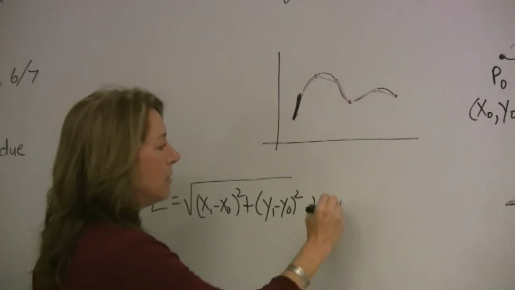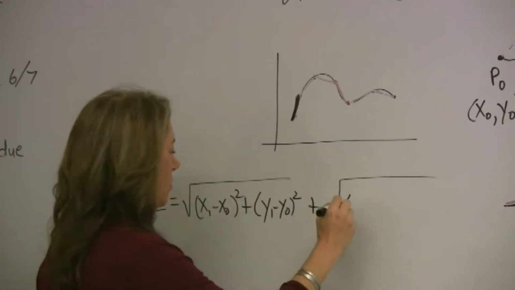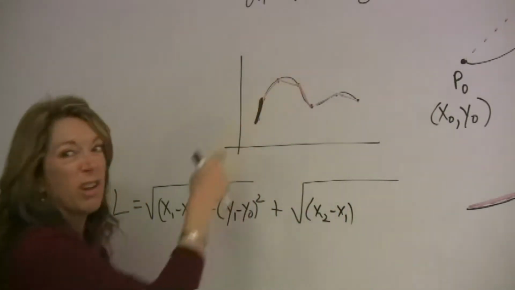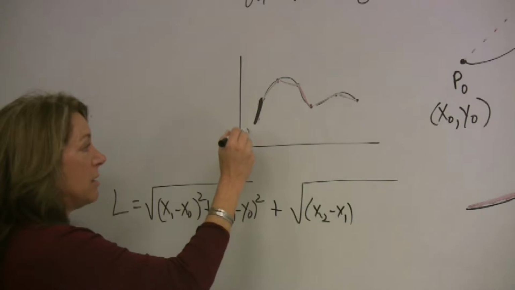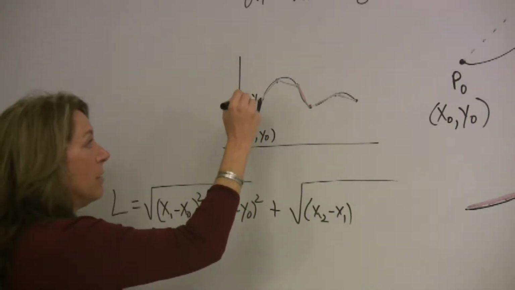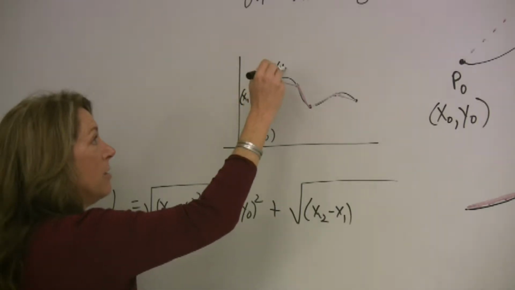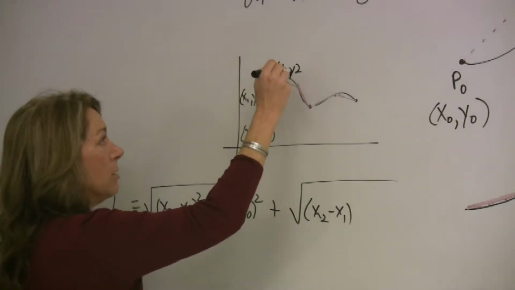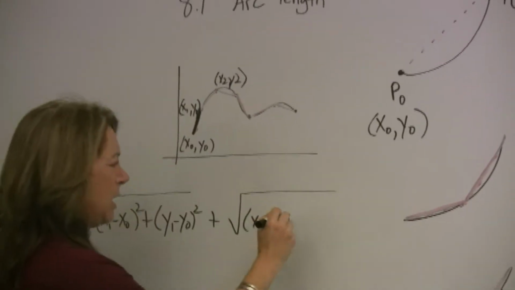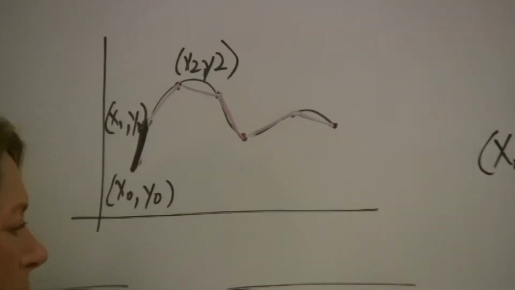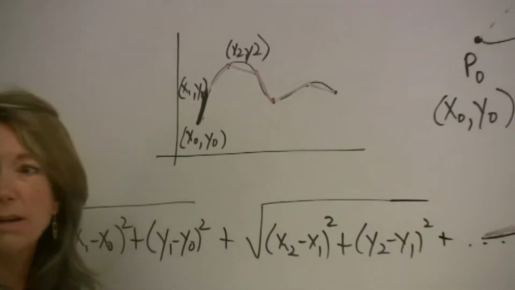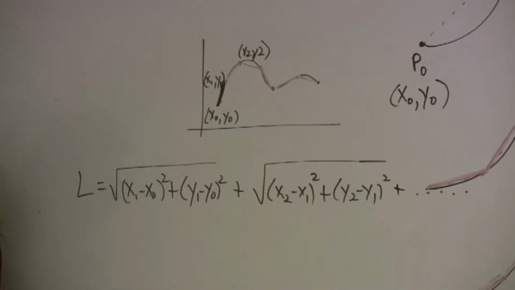Plus, I've got to add the next one. I'm not going to do too many more of those. Maybe it'll be (x2 minus x1), because I'll go over to a third point. If this is x0, y0, this is x1, y1, this is x2, y2. I'm running out of room, sorry. You get the idea though? So the next one would be this. Dot, dot, dot. I would keep going forever, however many pieces I was adding up.